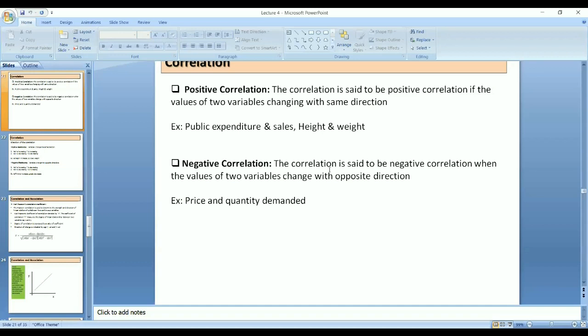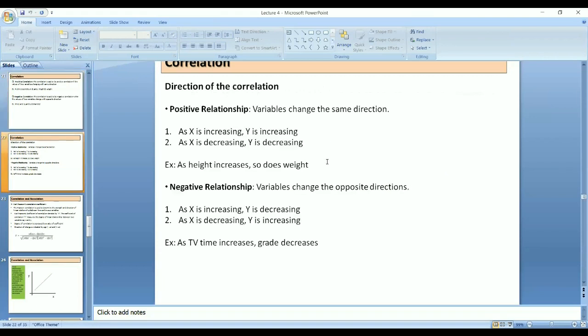If you see the negative correlation, it is when the values of two variables change in opposite directions: one variable is increasing and the other variable is decreasing. So price and quantity demanded, you can say that is negative correlation. So, direction of the correlation. First is positive relationship, where variables change in the same direction. If X is increasing, Y will also increase; if X is decreasing, Y is decreasing. So as height increases, so does weight.